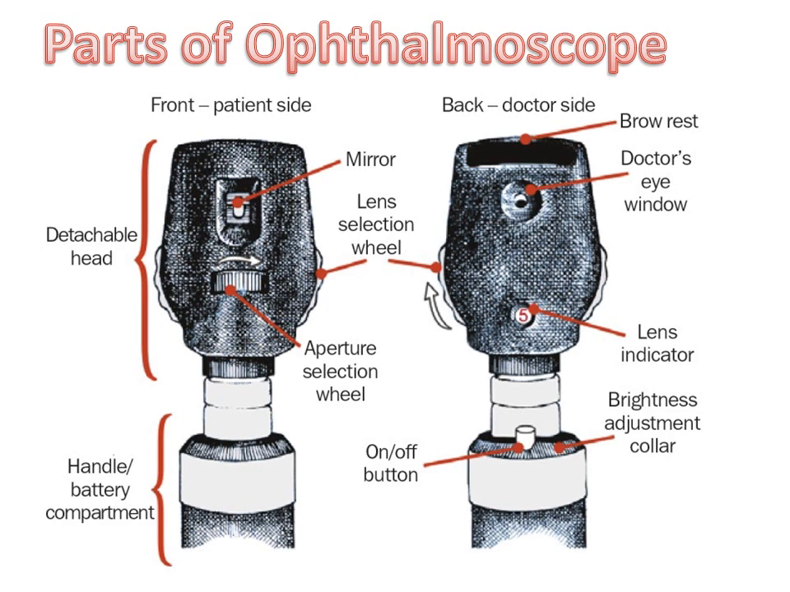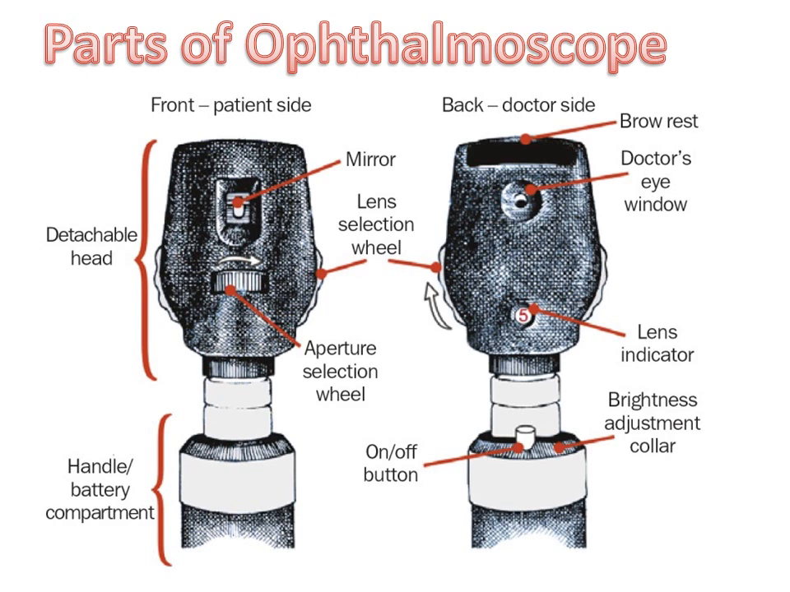Next, you should know the parts of the ophthalmoscope. On the left-hand side is how you see the ophthalmoscope from the patient's side. On the right-hand side is how you see it from the doctor's side. This is the picture of the ophthalmoscope, which shows its various parts. Any ophthalmic equipment for that matter will have three parts: one is the illumination part, another is the optical part, and the third is the mechanical part.